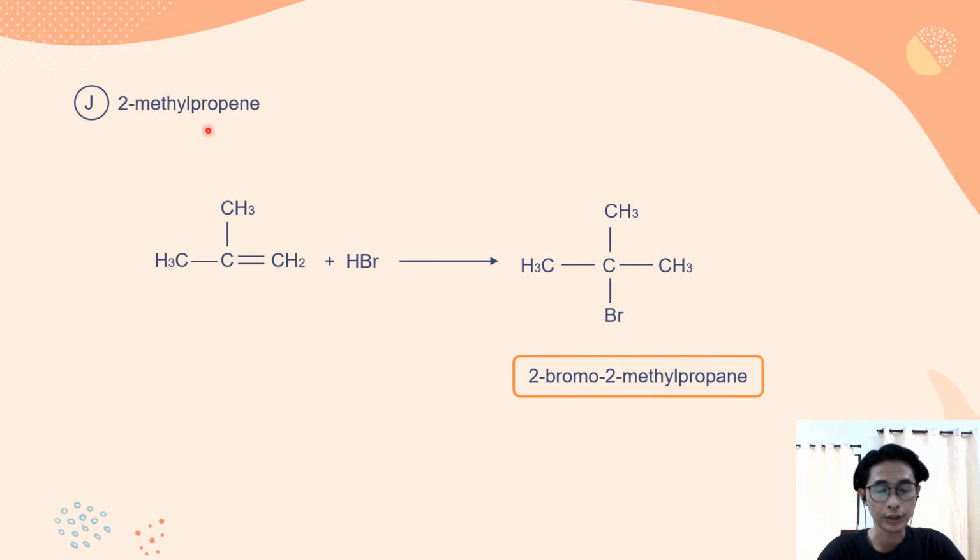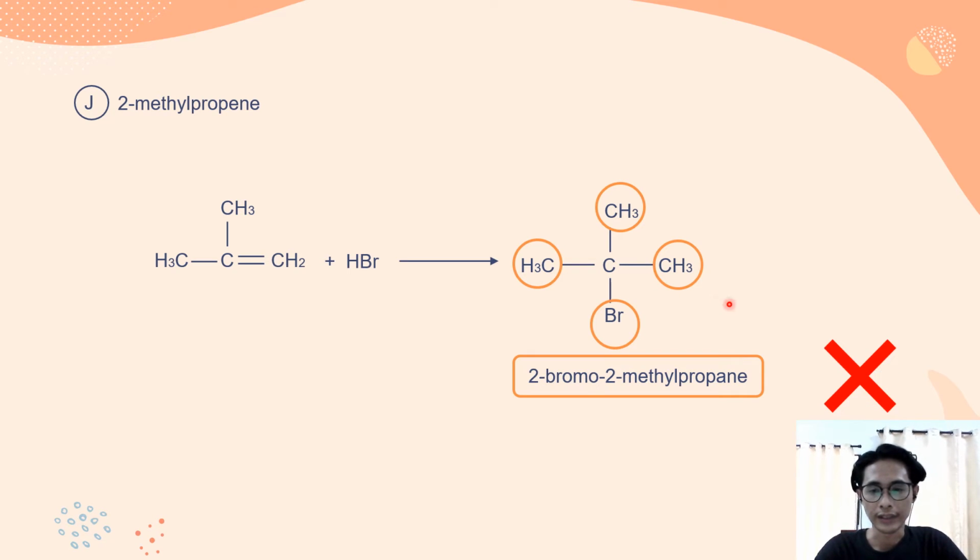So for J, which is 2-methylpropene, as you can see in this equation here, when 2-methylpropene reacts with hydrogen bromide, it creates 2-bromo-2-methylpropane. And as you can see in the structural formula of 2-bromo-2-methylpropane, there are 3 groups attached to the carbon atom, and these 3 groups are all the same. And the other group is the bromine. So there are only 2 different groups attached to the carbon atom, which means it is not a chiral carbon. And since it is not a chiral carbon, it also does not produce an optically active product.